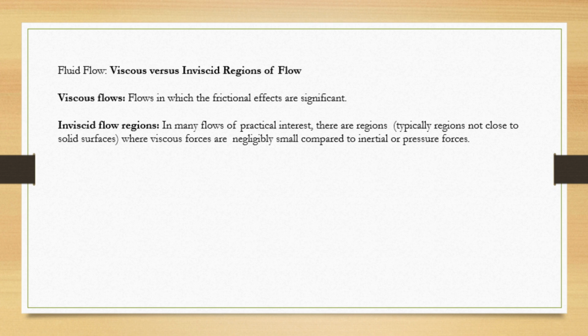Classification for cavitation is viscous flow and inviscid region of flow. Viscous flow is a flow in which frictional effects are significant. Inviscid flow region. In many flows of practical interest, there are regions, typically regions not close to solid surfaces, where viscous forces are negligible, small compared to inertia or pressure forces.